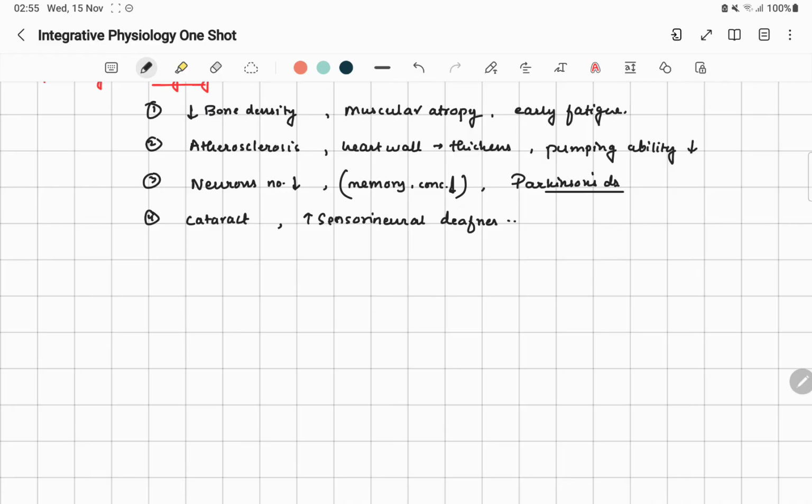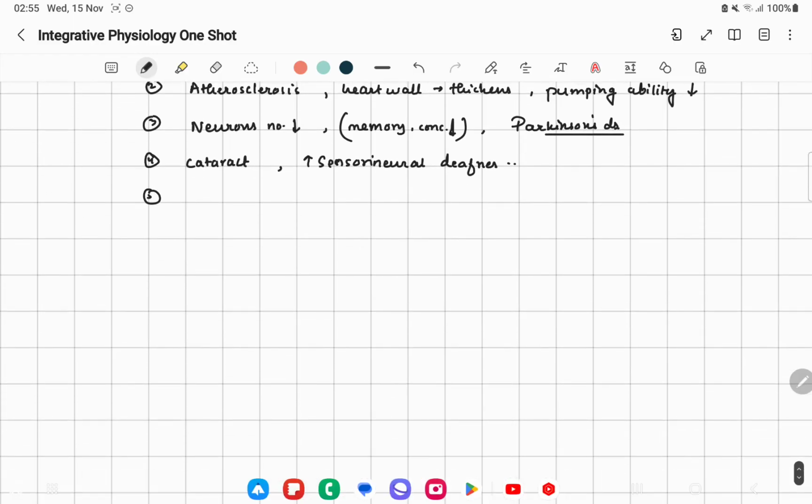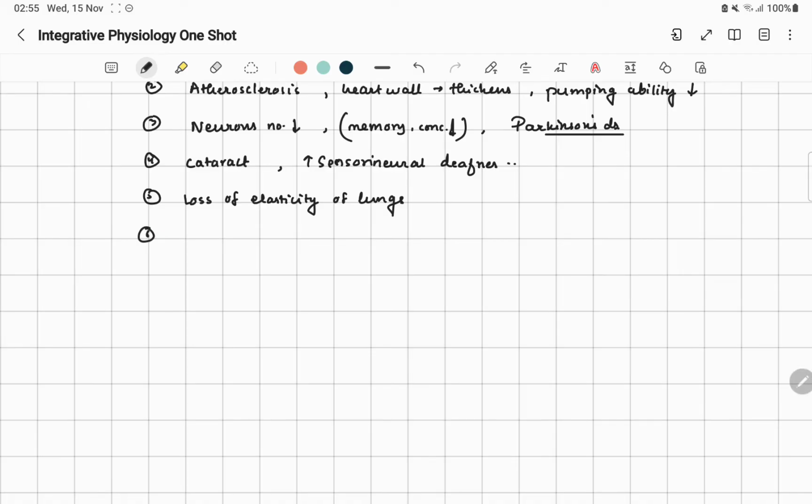Then in the respiratory system, you will see loss of elasticity of the lungs, and the sensitivity of the respiratory centers is decreased. GI motility is decreased. Decreased digestion and absorption, indigestion will occur.